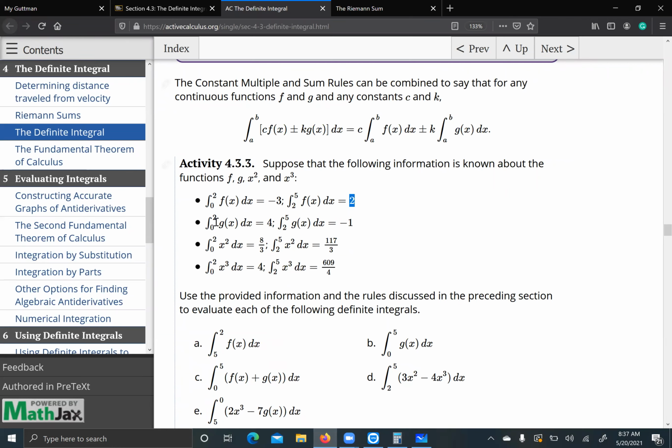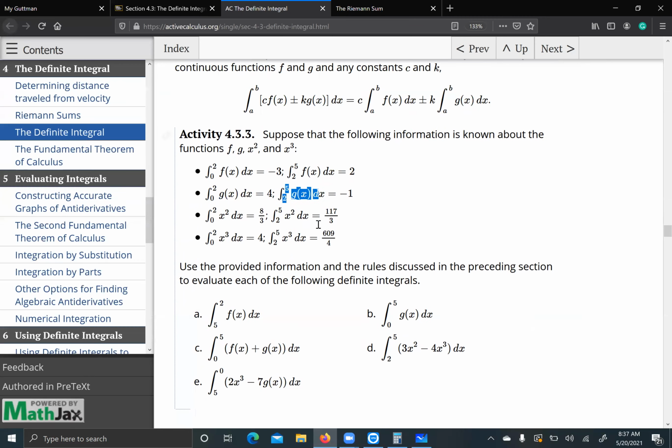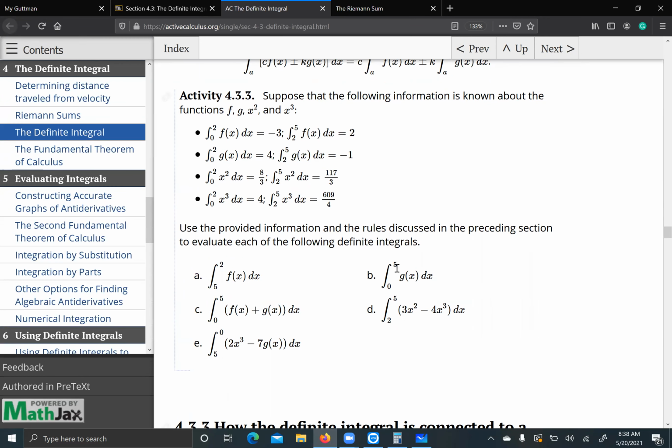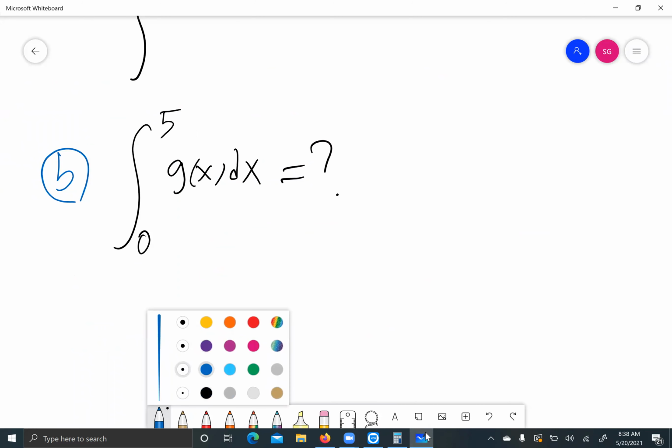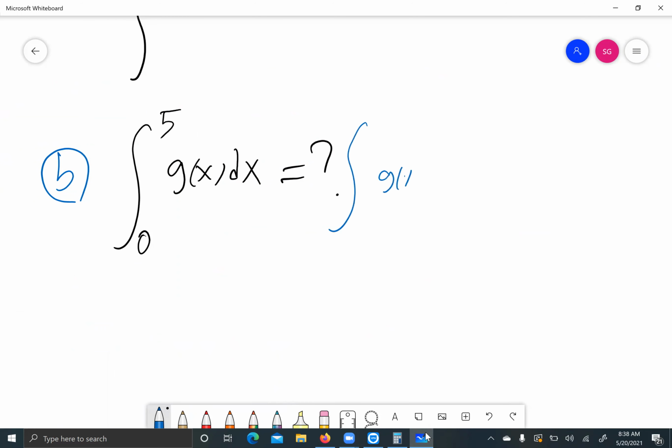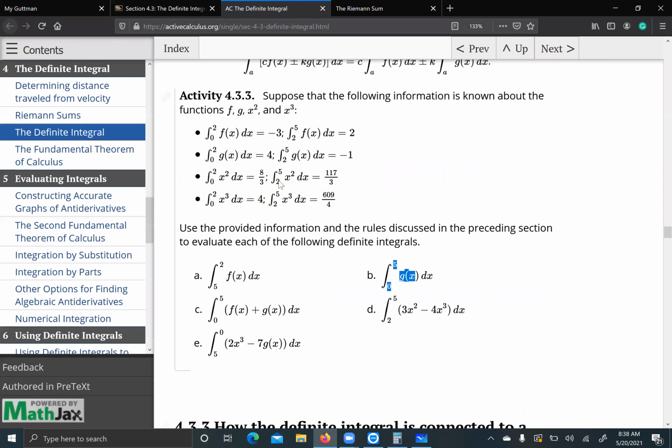For function g, I have the integral from 0 to 2, and then I have 2 to 5. Oh, okay. I don't have it from 0 to 5, but I have it on the pieces from 0 to 2 and then 2 to 5. So we can use the property that this is the same as the integral of function g from 0 to 2 plus the integral of the same function from 2 to 5.